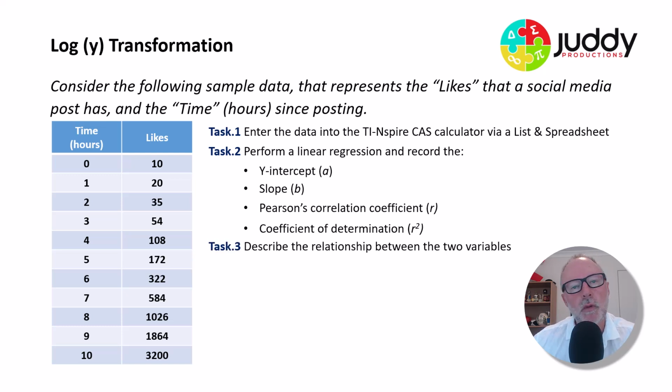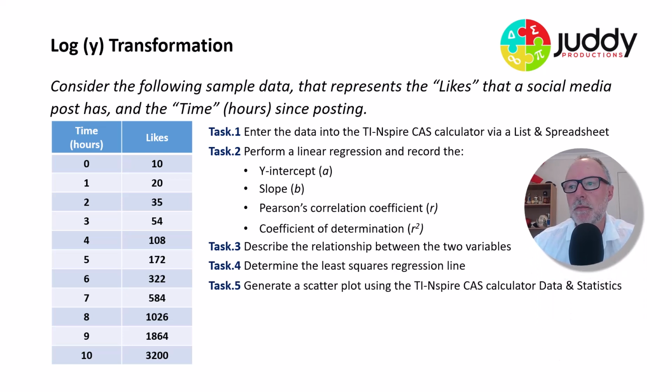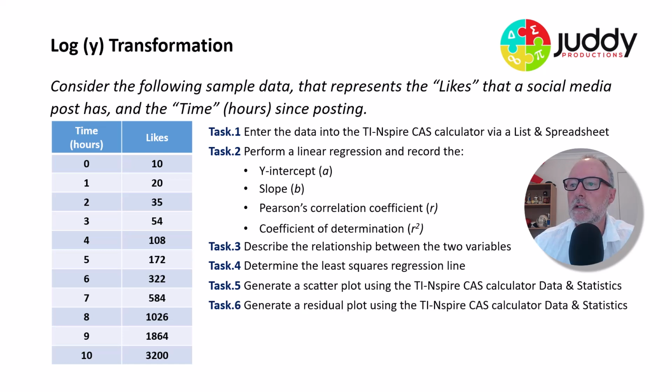Task 3, describe the relationship between the two variables. Task 4, we want to determine the least squares regression line. Task number 5, we want to generate a scatter plot using the TI-Nspire CAS calculator. Task 6 is to generate a residual plot, also using the TI-Nspire CAS calculator. And finally, task 7, we wish to perform a residual analysis of this data. So let's use the TI-Nspire CAS calculator to perform tasks 1 to 7.